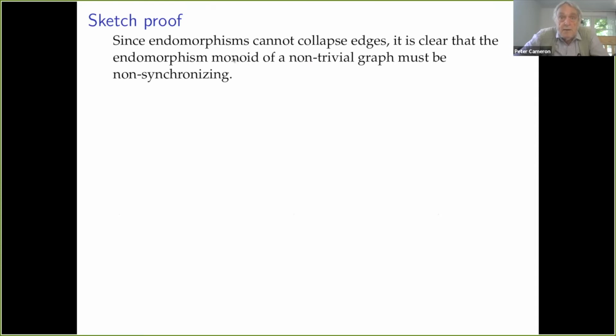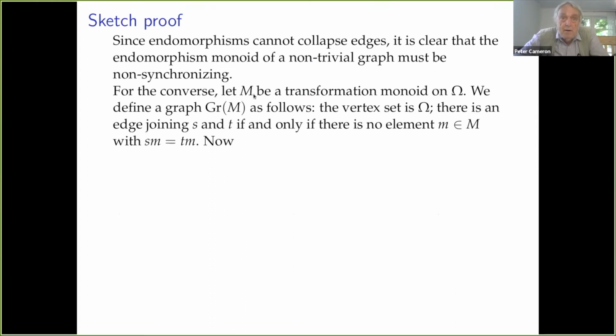Endomorphisms can't collapse edges. So as I said, the endomorphism monoid must be non-synchronizing. The other way around, suppose we have a transformation monoid and we have to build a graph from it. So how do we build the graph? I've got to tell you what the rule is for joining two elements of omega by an edge. And the rule goes like this. I'll join S and T if and only if there's no element of the monoid that maps them to the same place. In other words, you can't map S and T to the same vertex by any element of the monoid. So that'll define a graph. And that's going to be the graph that will do the business for us.